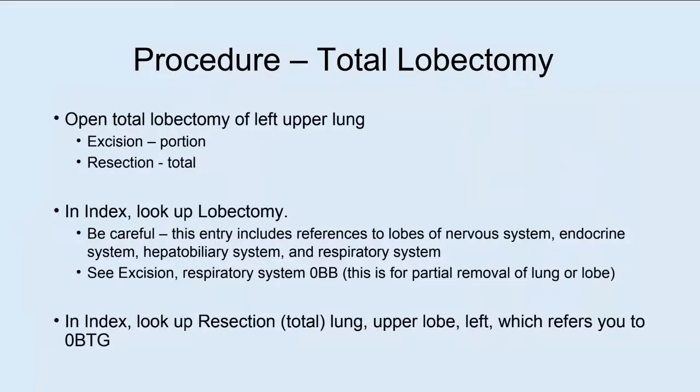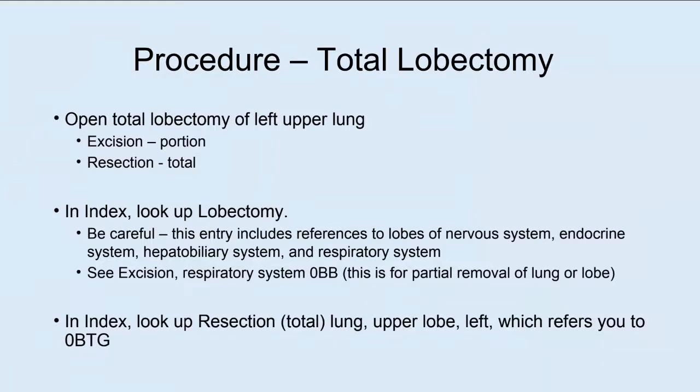So open lobectomy of the left upper lobe of the lung. In the index, now you might look up lobectomy. Be careful. The entry includes references to lobes in the nervous system, the endocrine system, the hepatobiliary system, and finally the respiratory system. And they refer you to excision for partial removal of the lung or the lobe. That's what it's referring you to.